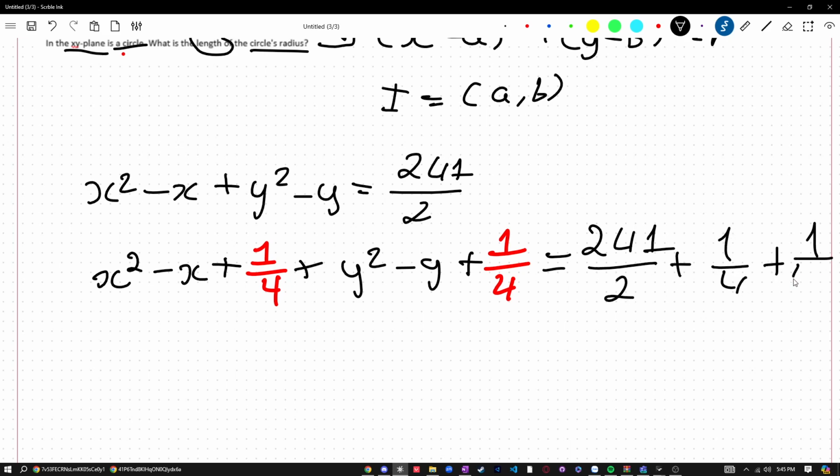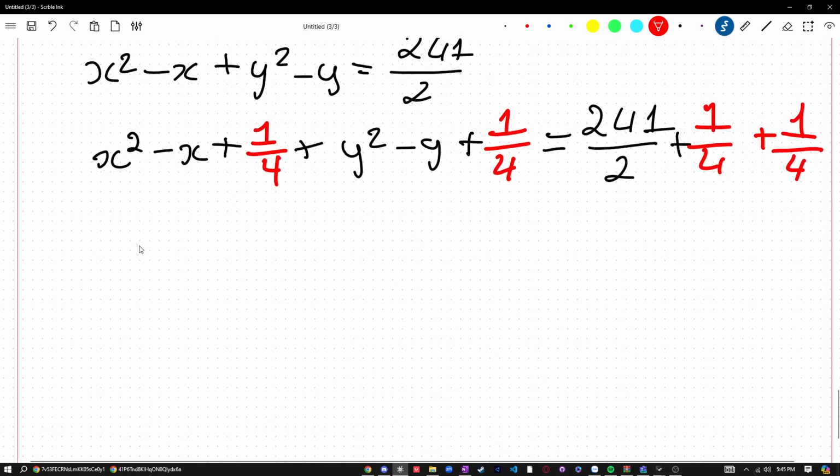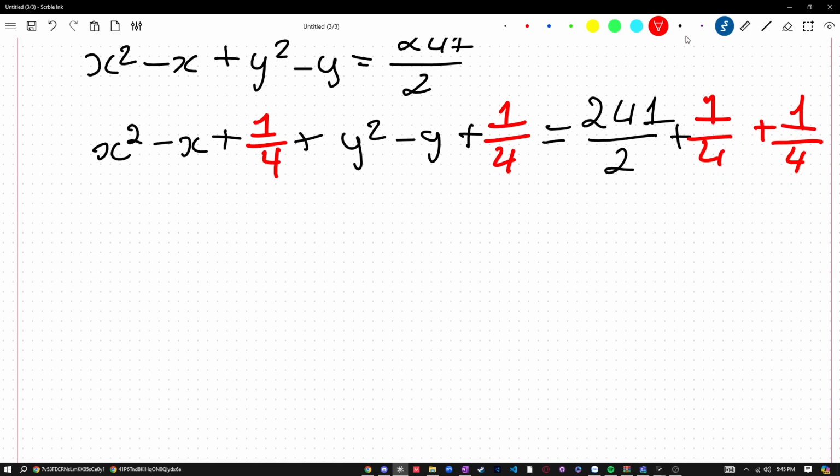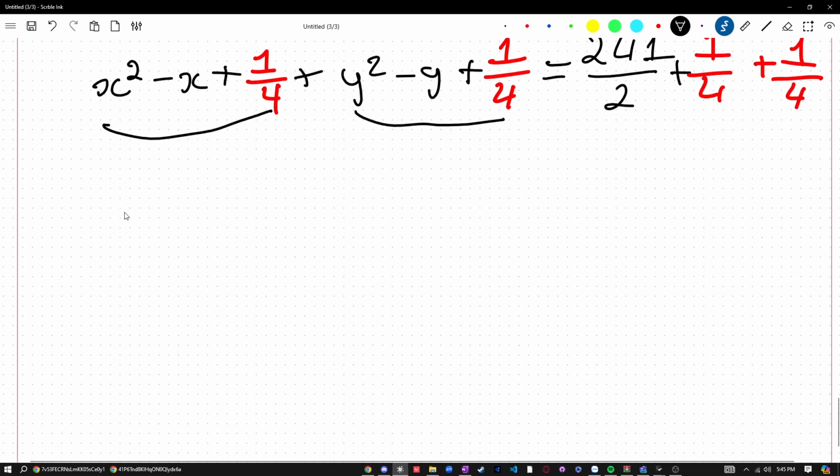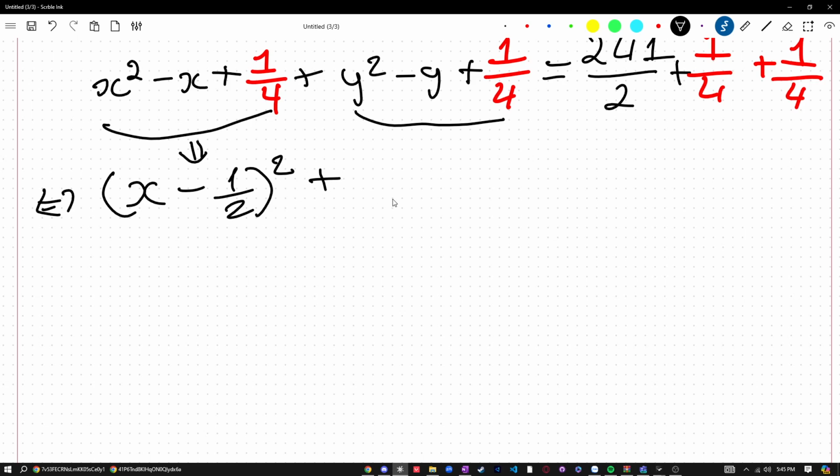1 over 4 plus 1 over 4, so it will balance out these 1 over 4 we added. So the reason that we add 1 over 4 in here, so we can group this thing together and then group this thing together, so it will essentially equal x minus 1 over 2 squared. You can simplify this to this. The same thing goes over here. You can do it like this: y minus 1 over 2.